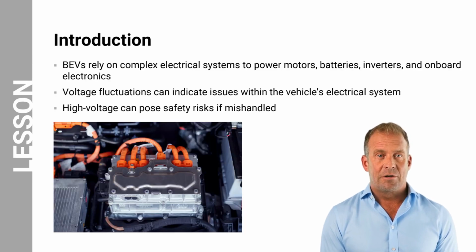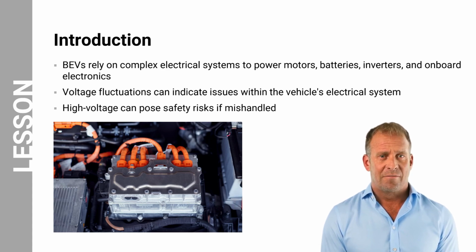BEVs use electrical energy stored in batteries to power electric motors and various other components, requiring intricate electrical systems. Variations in voltage can signal problems such as failing components, poor connections, or other faults within the electrical system that need to be addressed to ensure proper functionality. High voltage systems, commonly found in BEVs, can be dangerous if not handled correctly, posing risks such as electric shock or fires. Proper safety measures and training are essential when working with high voltage systems.